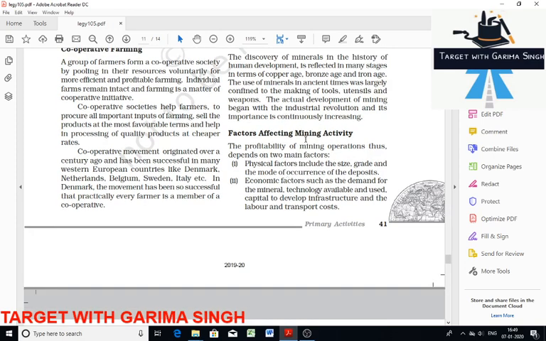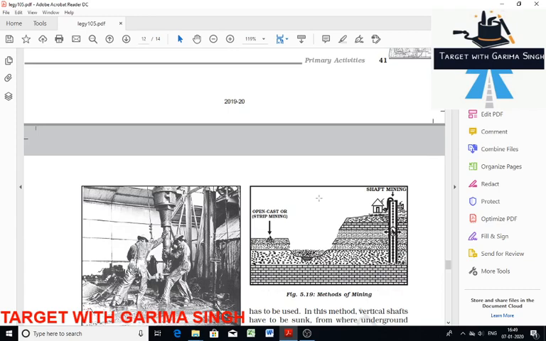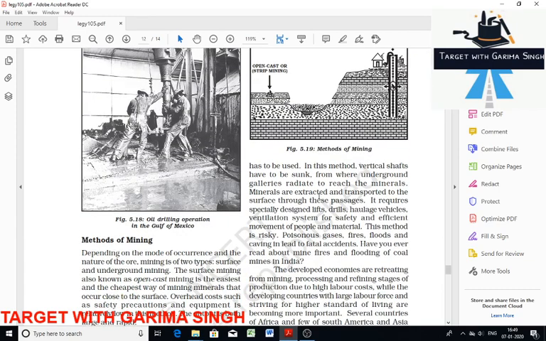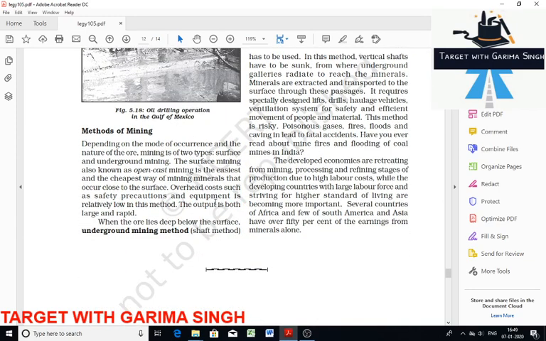Then factors affecting mining activity. Physical factors such as size, grade, and mode of occurrence of mineral. Economic factors such as demand for mineral, technology available, capital, labor, transportation. Here are various methods of mining. Basically the method of mining depends on the mode of occurrence of mineral. So there are two types.